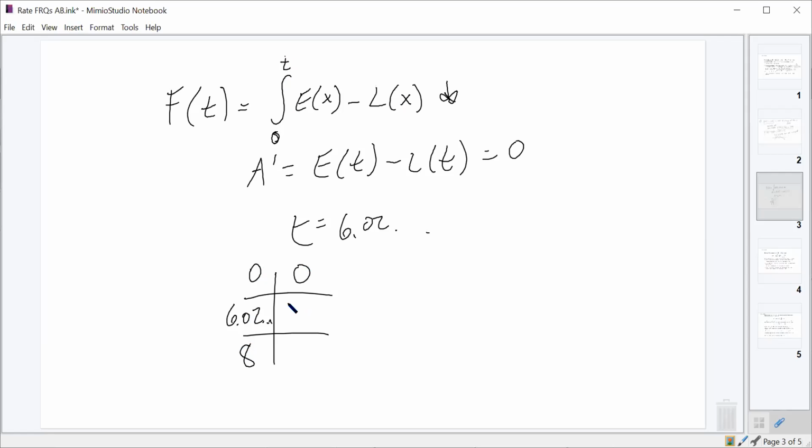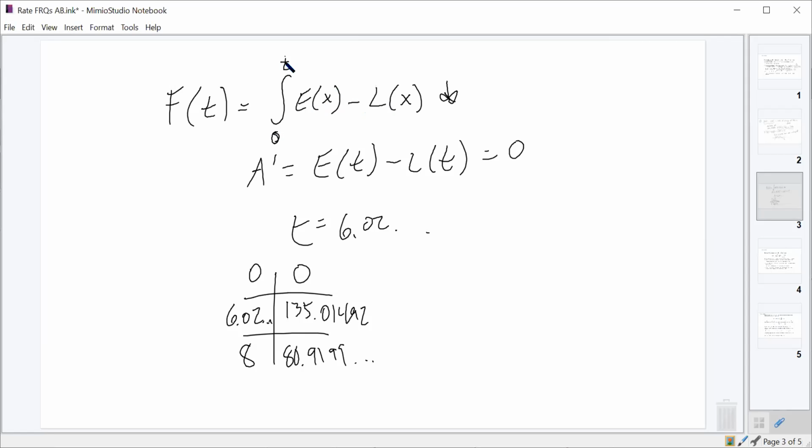And that'll tell you. And in fact, they've got this in the scoring guide. So 135.01492 and at 8 they've got 80.919 something. So you'd see that at 6.02 is when the greatest number of fish were. Right? And this is just, we're integrating how many fish enter minus how many fish leave between 0 and t.